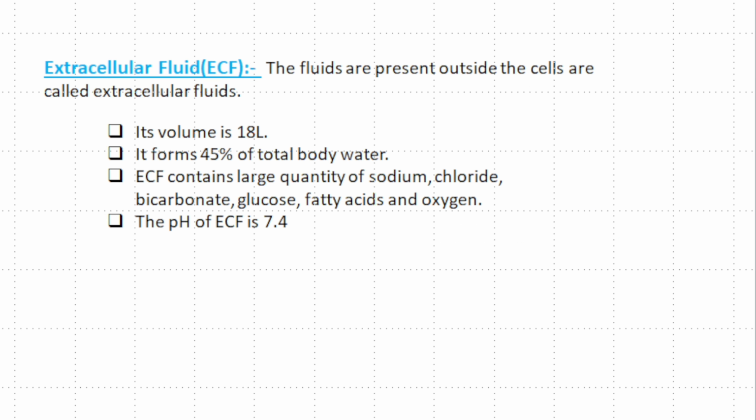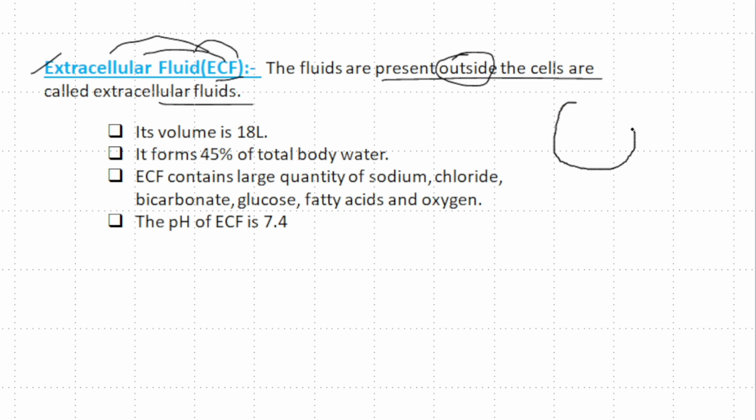Then extracellular fluid, or ECF. E means extra, C means cellular and F means fluid. The fluid that is present outside the cell is called extracellular fluid. For example, this is a cell and this is outside of the cell. The fluid that is present inside the cell is called intracellular fluid and the fluid that is present outside the cell is called extracellular fluid.